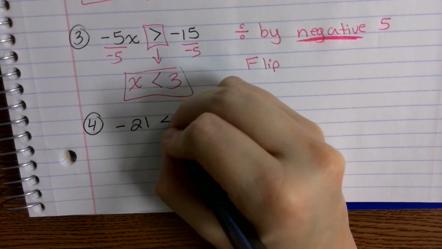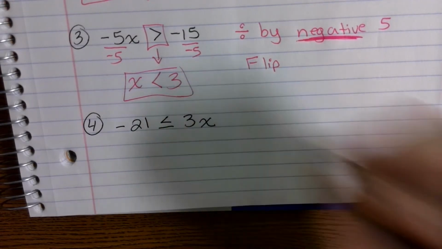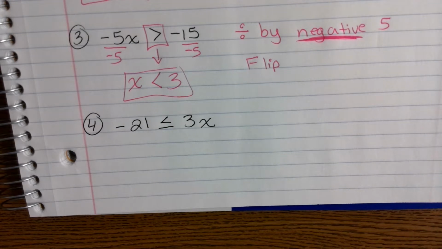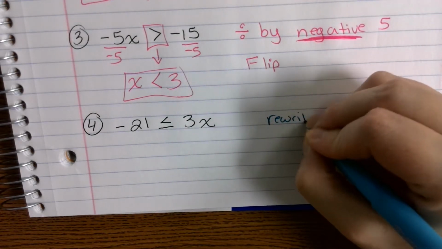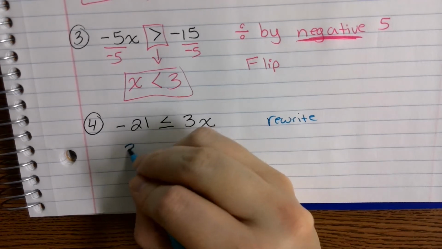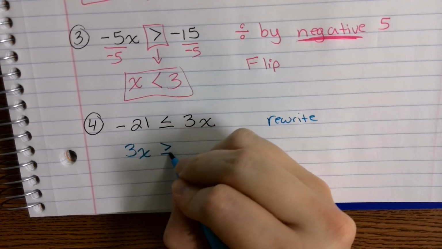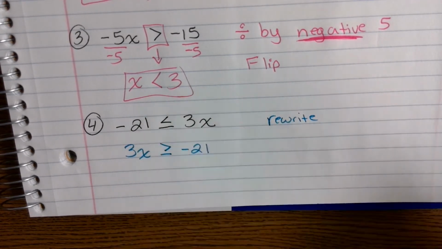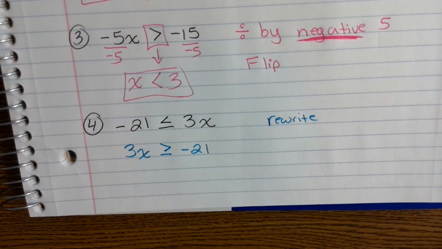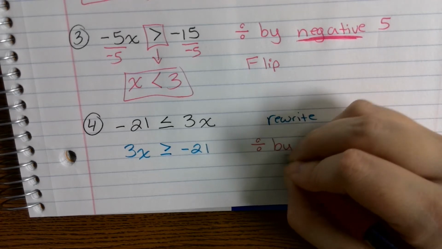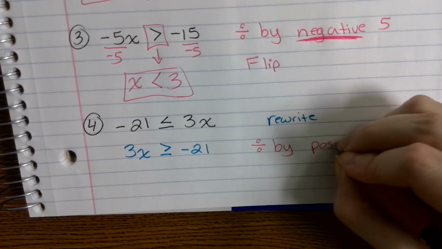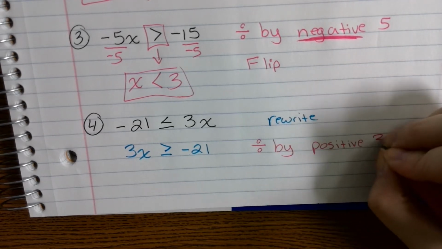-21 is less than or equal to 3x. Do I need to rewrite? Yes. So when I do the rewrite, it becomes 3x greater than or equal to -21. What's the inverse? Division. So we're going to divide by what? +3. I'm dividing by a +3.